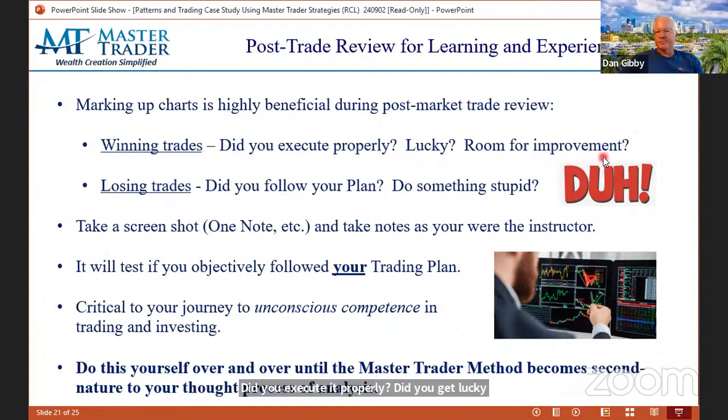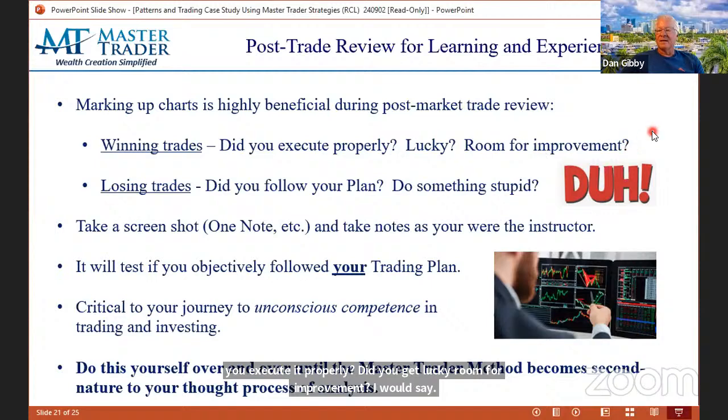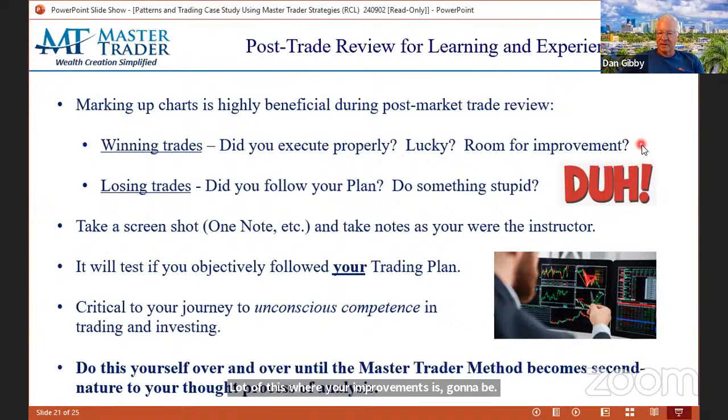I would say a lot of where your improvement is going to be is the proper trail management, because you'll see where you took your money and you'll see the thing go up another $10, whatever. And you'd be like, why did I get out of that? On a losing trade, what you could be saying is, what the hell was I looking at? I was mirage trading to get into that thing.